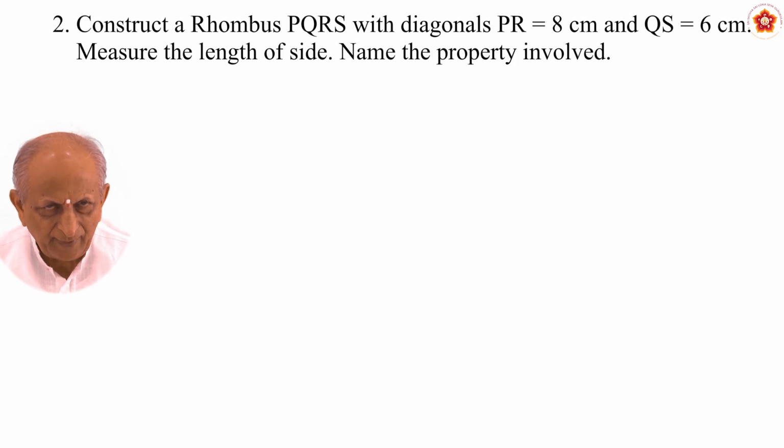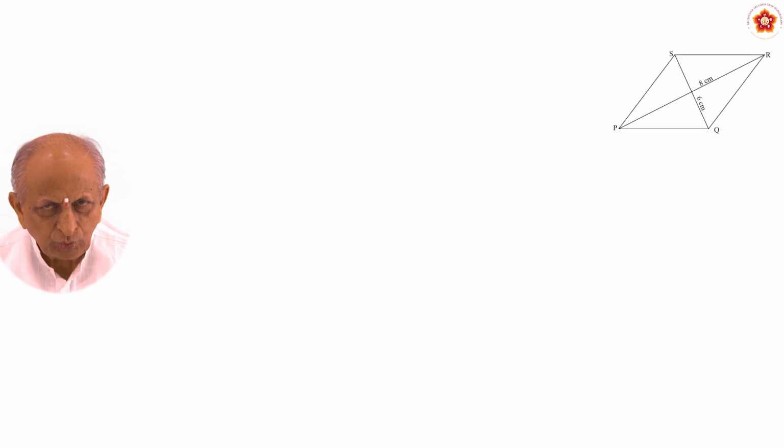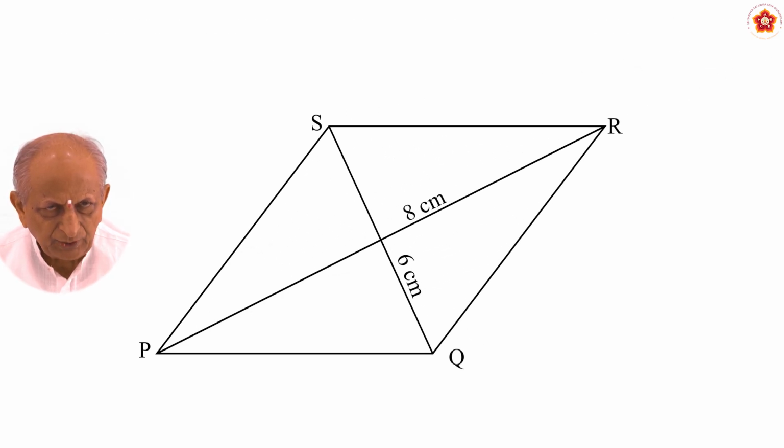To construct a rhombus, it is enough if you give 2 measurements. So here 2 diagonals are given. Now first let us draw the rough figure. What you must do in the rough figure? The sides are not given, so draw approximately PQ, then QR, then PS, then SR. All of them are equal. So draw 4 lines touching each other at points P, Q, R, S.